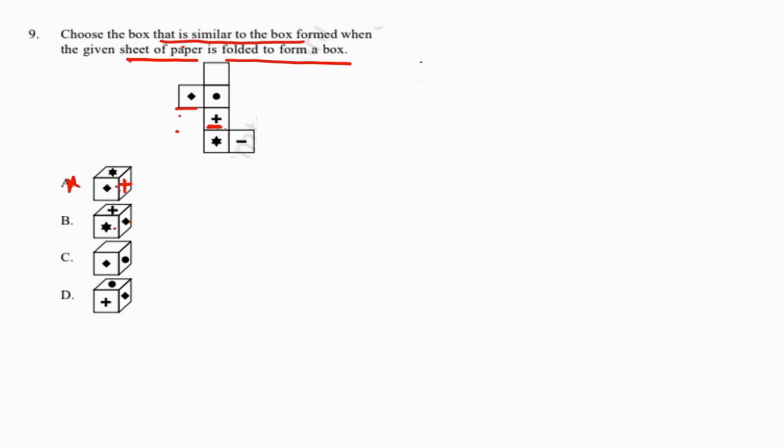Next, star has the rhombus adjacent to it. This is again not possible. Next, we have a rhombus adjacent to it as a circle. So that's possible. And when it is folded this way, the blank would go on the top. So yes, option C is the answer.